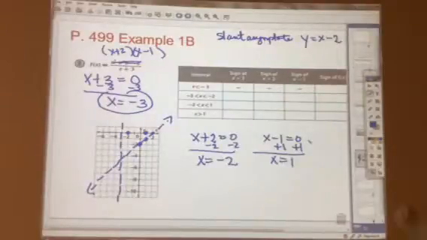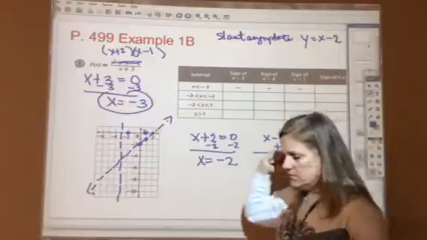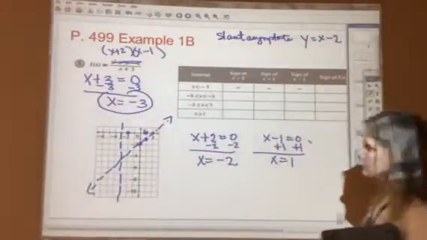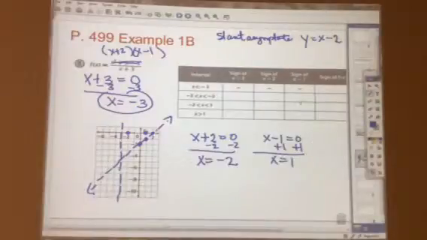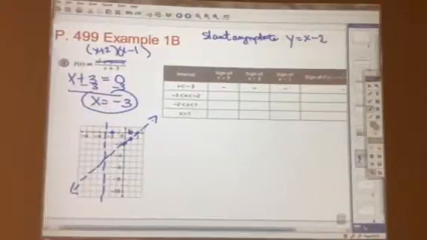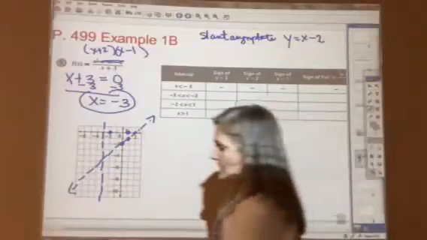How did I get my x-intercepts? By setting my numerator equal to 0. All right, any questions so far? All right, next part.